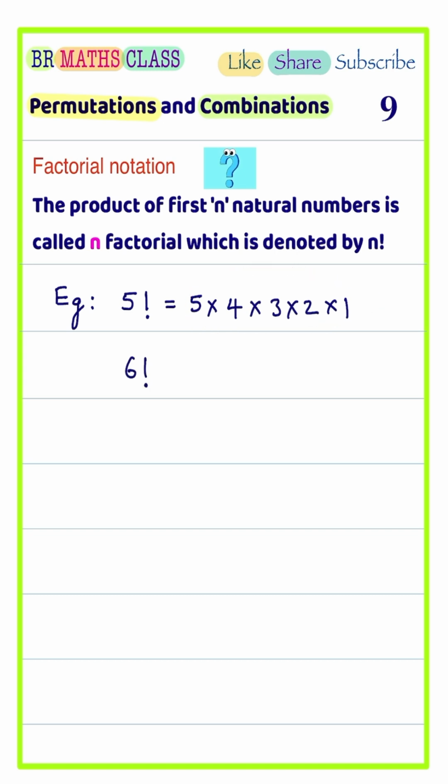Similarly, 6 factorial is there. 6 factorial means the product of the first 6 natural numbers. This is nothing but 6 into 5 into 4 into 3 into 2 into 1. Or else you can write it like this also. 6 factorial can be written as 6 into 5 factorial. And here one important point. 0 factorial means what? 0 factorial is defined separately. 0 factorial is defined as 1.